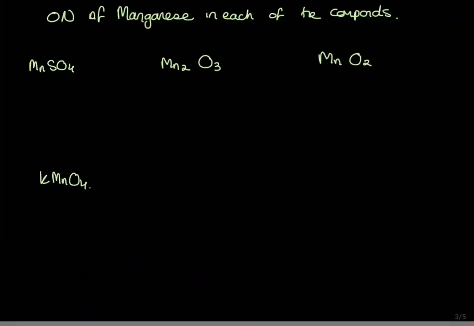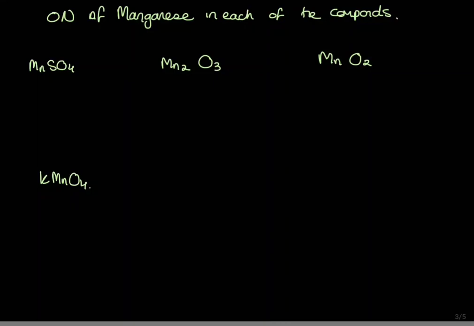Okay, here's some more for you. So I want you to just assign the oxidation number of the manganese in all of these compounds. Now, you're going to probably have to work out the charges of all of the elements to get the oxidation number of the manganese, but just at the very end you can just write manganese oxidation number is such and such. Okay, so there's manganese sulfate here.